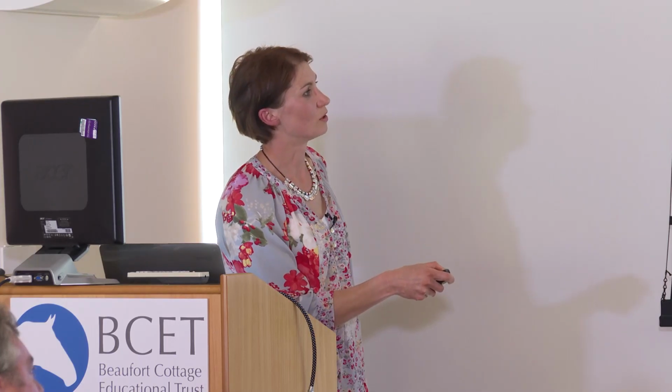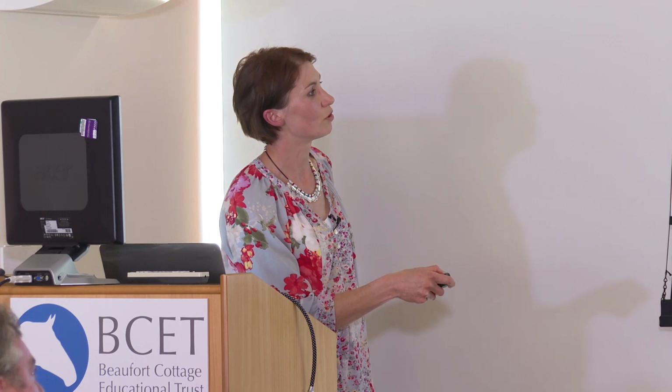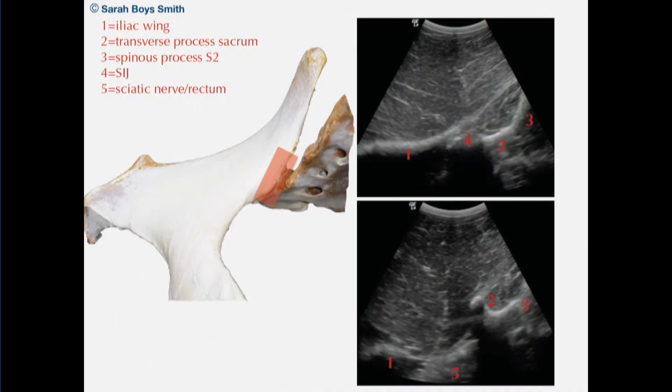So this is the caudal aspect of our sacroiliac joint, when we've got our probe positioned right at the very junction between the caudal ilial wing and the sacrum. So what we have is the ilial wing here. We've got the transverse process of the sacrum going on to our spinous process here, and then we've got our sacroiliac ligament, sacroiliac joint in this region here.